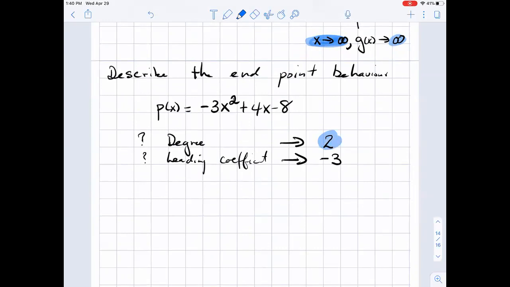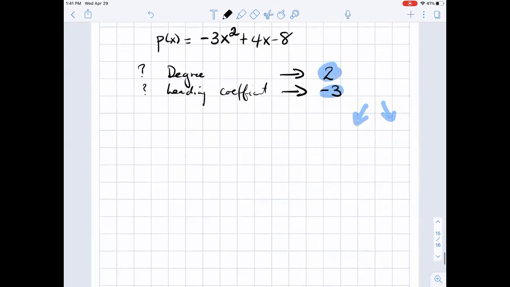So if the degree is 2, since this is even, anytime it's even, they're always going to go in the same direction. They're going to either both go that way or both come down this way. Now, since the leading coefficient is negative 3, will they go up or down? Going down. So it's not this. So when you draw your graph, you cannot draw it exactly, but you will have a good idea.